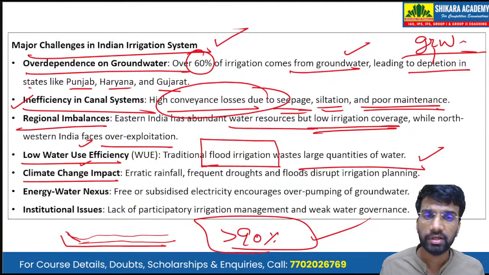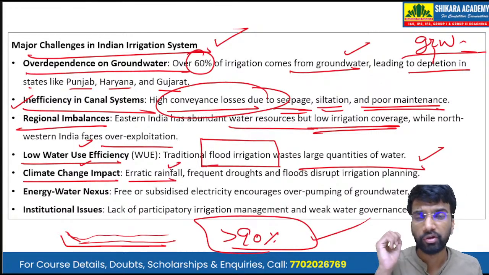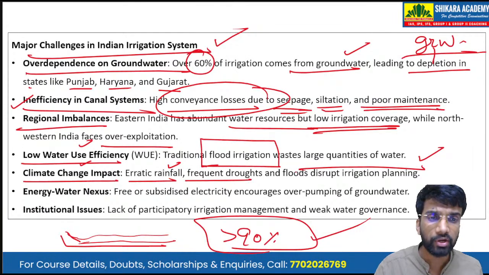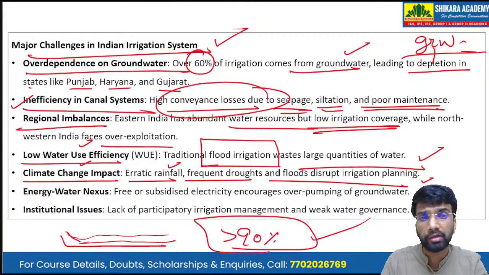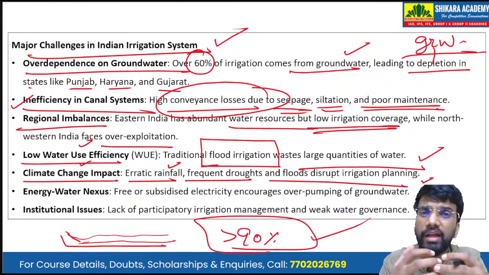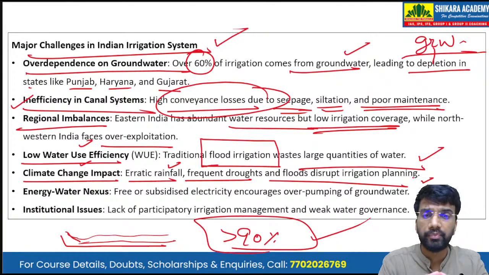Then is the climate change impact. There are erratic rainfalls because of climate change. Frequent droughts and floods disrupt irrigation planning. There has also been a shift: certain changes are seen in the monsoon patterns, and the monsoon is becoming very irregular. All this is a result of climate change.